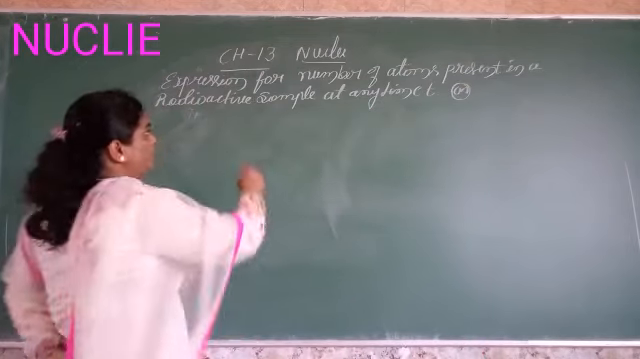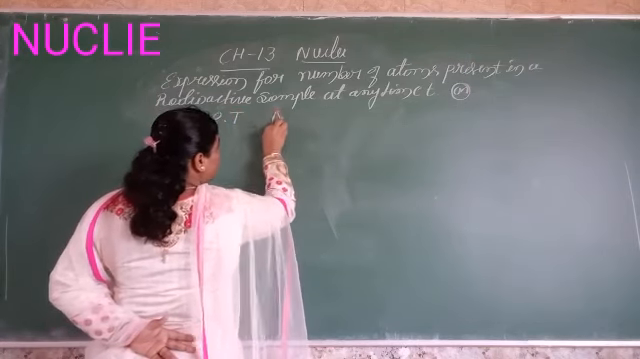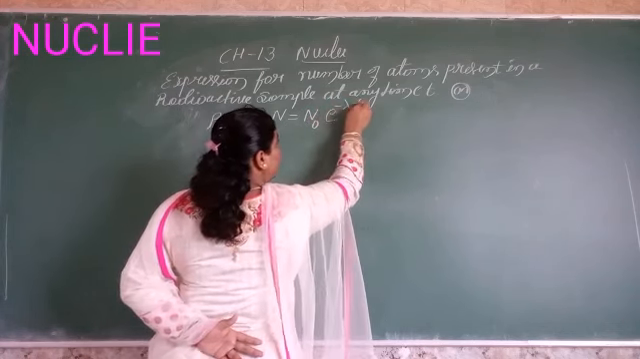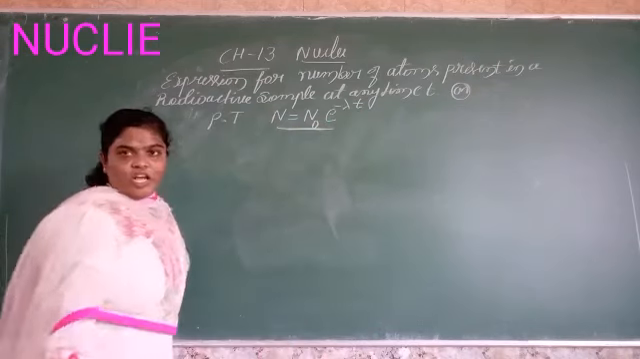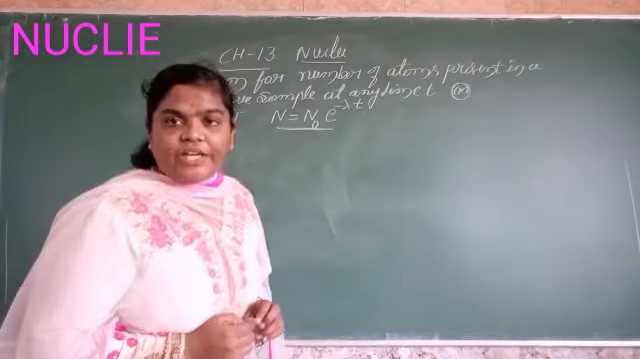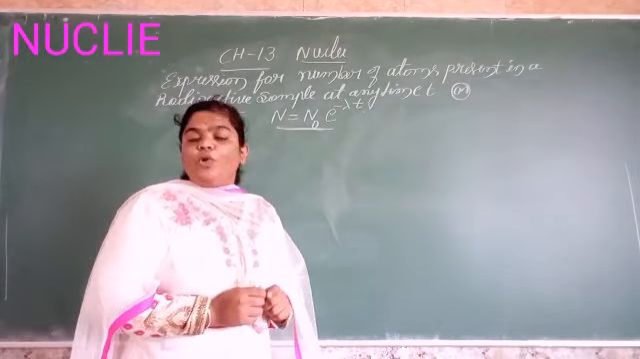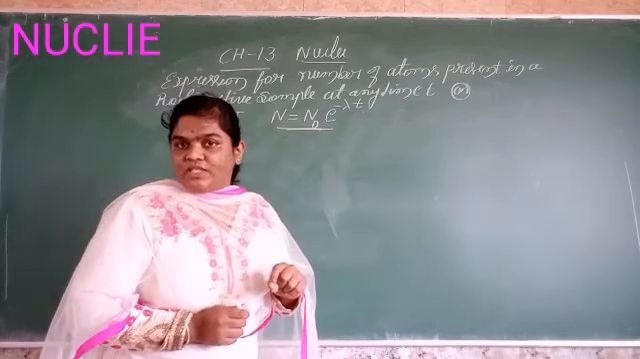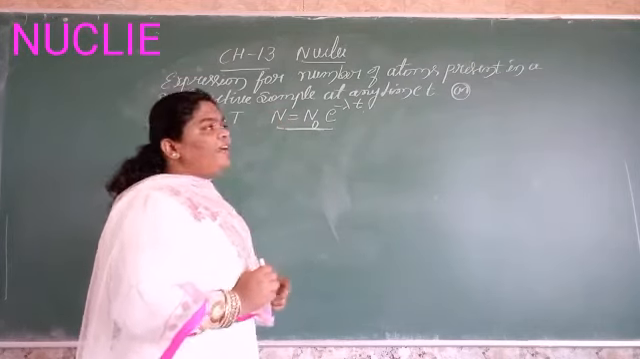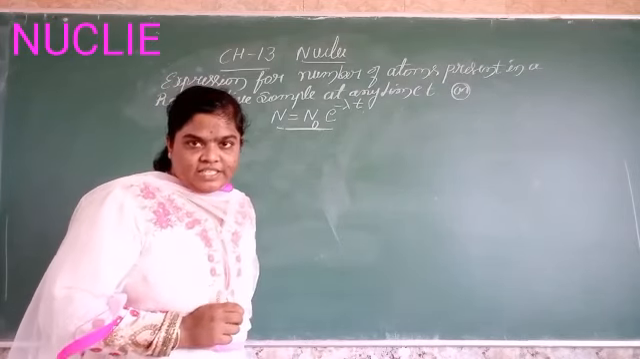Prove that N is equal to N naught e to the power of minus lambda t. Or there are the expression for the number of atoms present in a radioactive sample at any time t. Or derive N is equal to N naught e to the power of minus lambda t. Prove that. So now let's see.